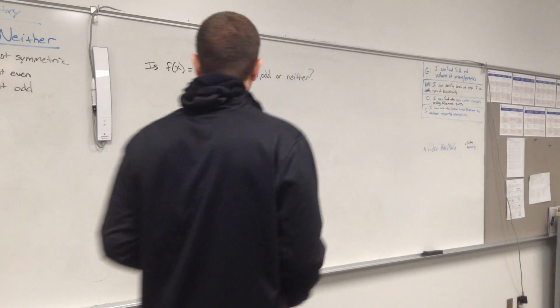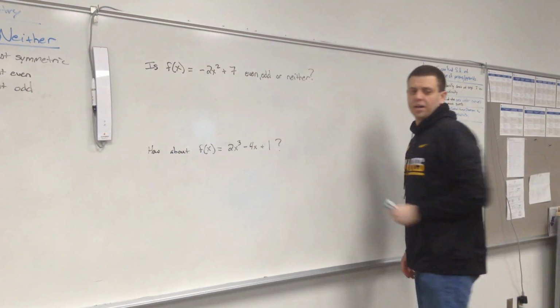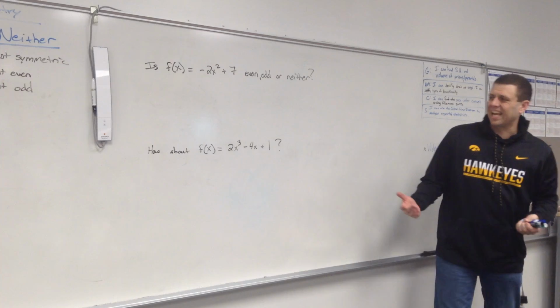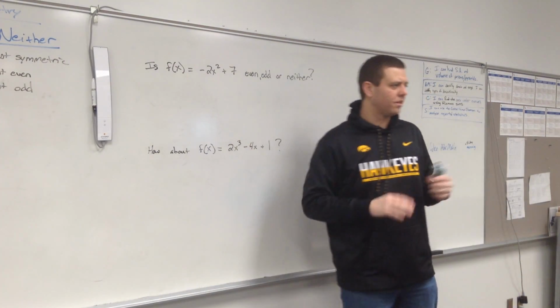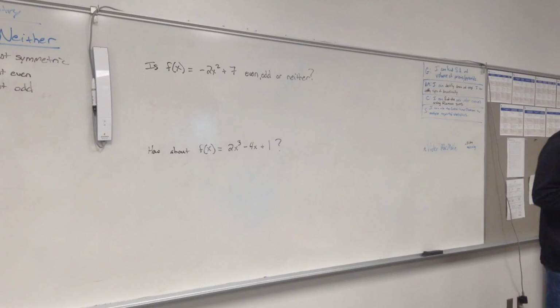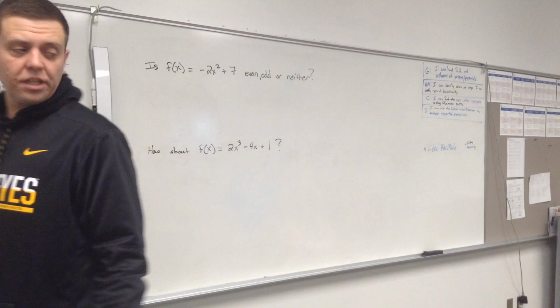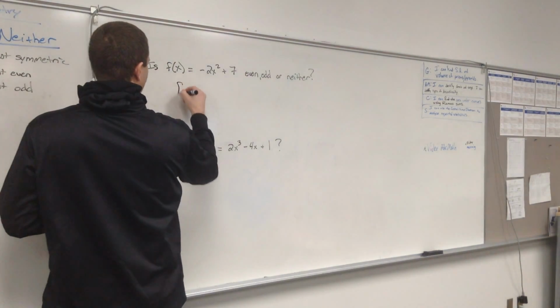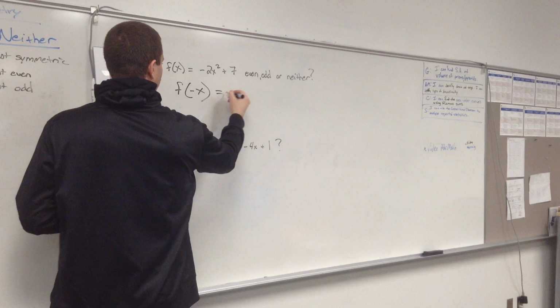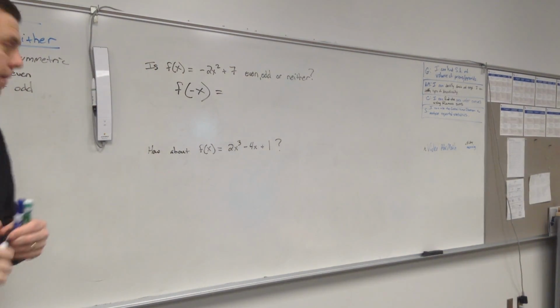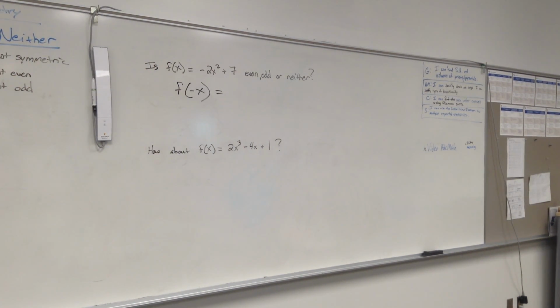So these are the type of questions you're going to get. Is this function even, odd, or neither? If somebody has Desmos out, you're welcome to go ahead and graph it and take a peek at it, but you don't need Desmos to do it. What you're going to do is see what f of negative x would equal. If f of negative x equals the original function, then it's even. If f of negative x equals the opposite of the original function, then it's odd. That's all there is to it.